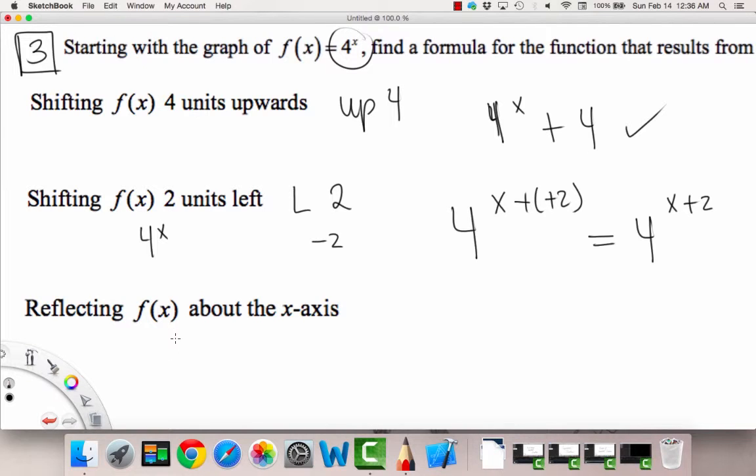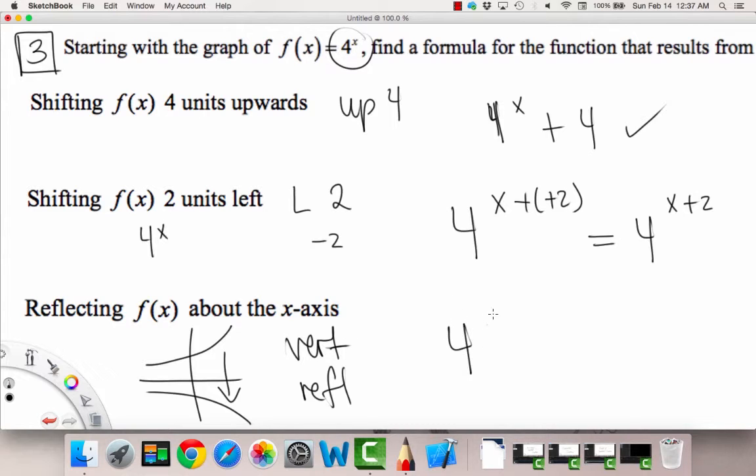Alrighty, now the last one is just reflecting f of x about the x-axis. So if you reflect something about the x-axis, we're really doing a vertical reflection, okay? So vertical reflection means that we have to have a negative sign in the front of our whole function, our whole entire function. So we just stick a negative sign in front there, not up here because that would mean a horizontal reflection, but we want a vertical reflection, so the negative sign just goes right out in front.